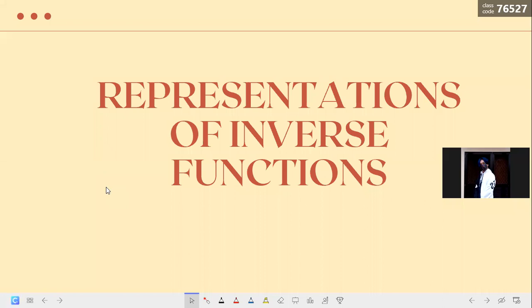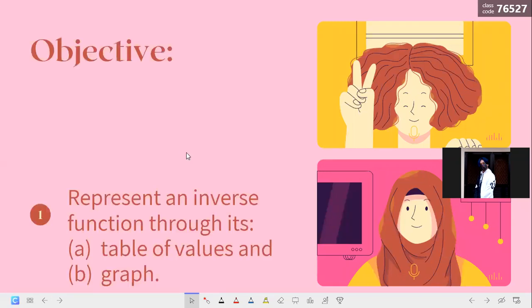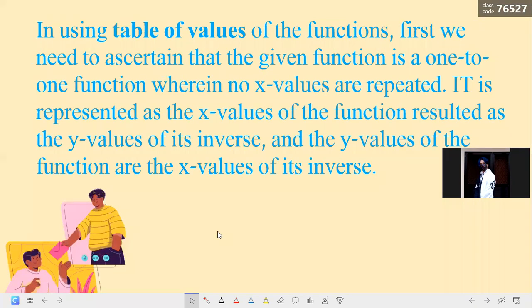Okay po? Now, how do we represent inverse function? This is the 3rd lesson for this week. So these are the objectives. Again, it's the same na ginawa natin sa rational function. Nag-table of values tayo, then ginagraph. So again, you can use Desmos or GeoGebra for the graphing part.